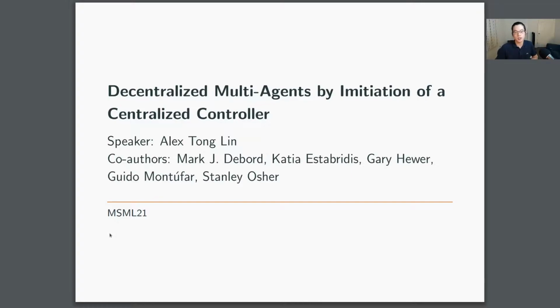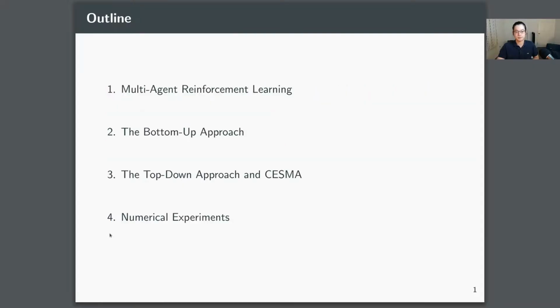Today I'll be talking about decentralized multi-agents by imitation of a centralized controller. So first I'll talk about what multi-agent reinforcement learning is, and then I'll talk about some algorithms that can be categorized as a bottom-up approach, and then I'll be talking about our work SESMA, which can be seen as a more top-down approach, and then I'll talk about numerical experiments.